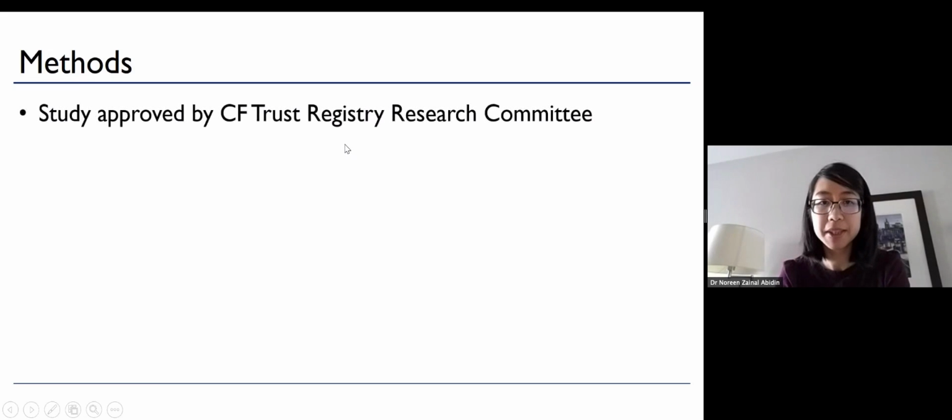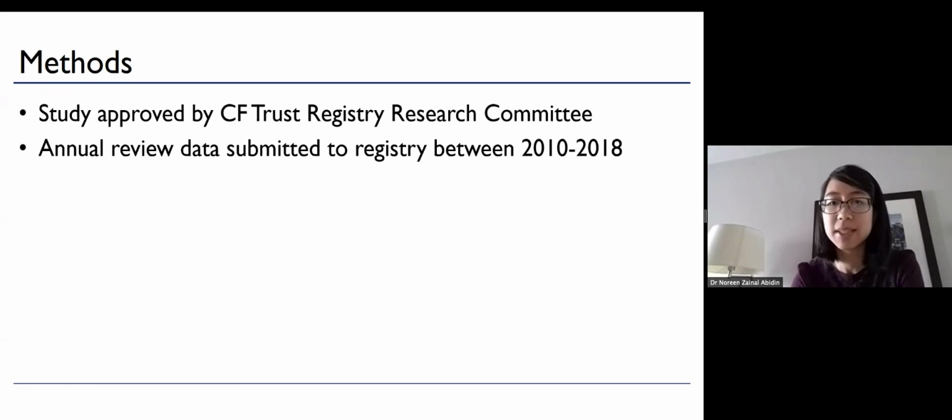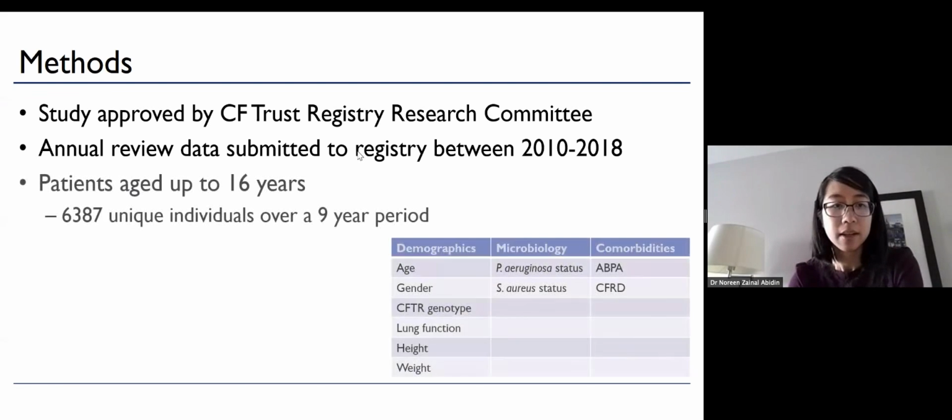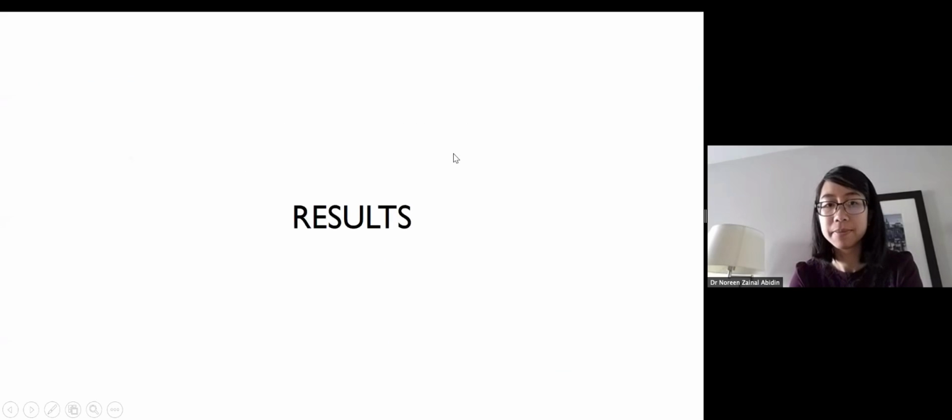Our study was approved by the CF Trust Registry Research Committee. We analyzed annual review data submitted to the registry between 2010 and 2018. We included patients aged up to 16 years, and altogether these were 6,387 unique individuals over a 9-year period. And here in this table are the health data made available to us via the registry. It included a combination of some demographic data, microbiology culture results, as well as comorbidities.